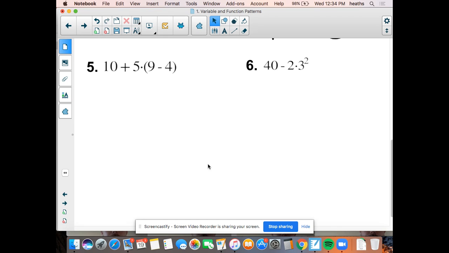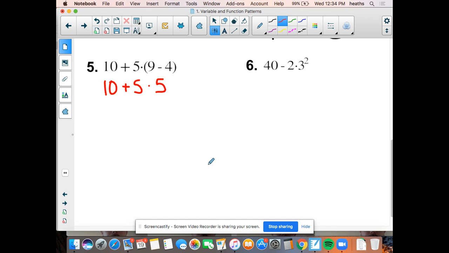So number 5, 10 plus 5 times 9 minus 4. But that 9 minus 4 is in a parenthesis. So if we think about our order of operations, the very first thing we need to do is look for parentheses, and we have one. 9 minus 4 is 5. Then we're going to drop everything else down to keep our problem nice and organized. Okay? 10 plus 5 times 5.